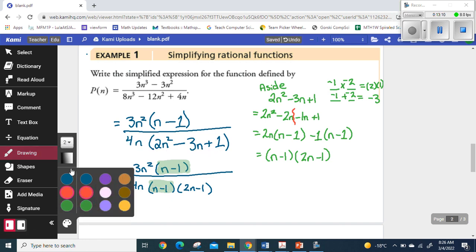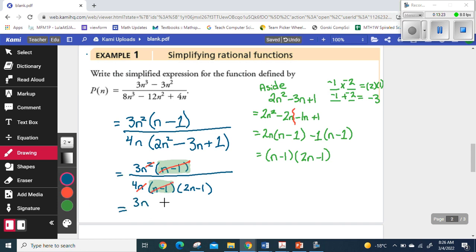Is there anything else I can cancel? 3 and 4, they don't really cancel. Oh, but I can cancel out one of the n's. And I canceled out that one. So who's left? Let's see. I have a 3n up top. Everything else is gone. And underneath, I have the 4 gone, 2n minus 1. 2n minus 1. Leave the answer in factored form. This is enough. But let's definitely state our restrictions.